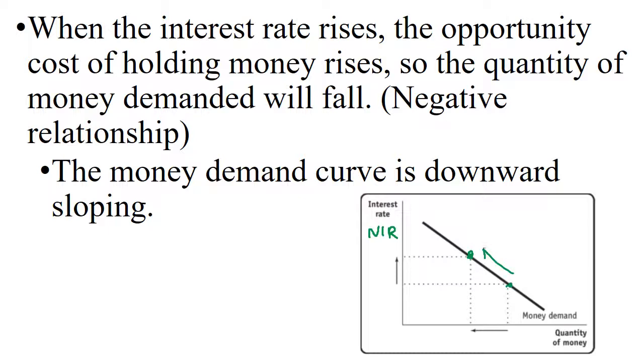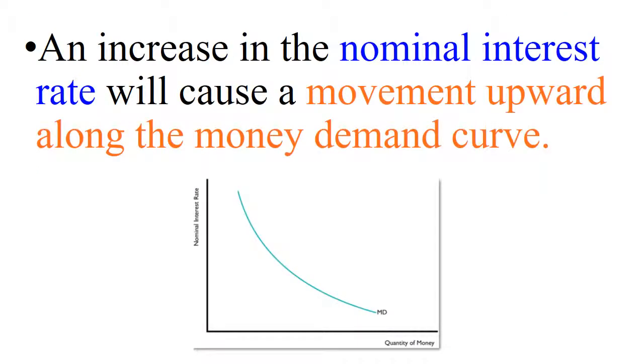Now, we've seen this before in other supply and demand models, that the axes themselves, especially price, cause a move along the curve. So if the nominal interest rate goes up, the quantity of money demanded decreases. There's a negative relationship between interest rates and the quantity of money that you demand. For this reason, money demand, like every demand curve, is downward sloping.